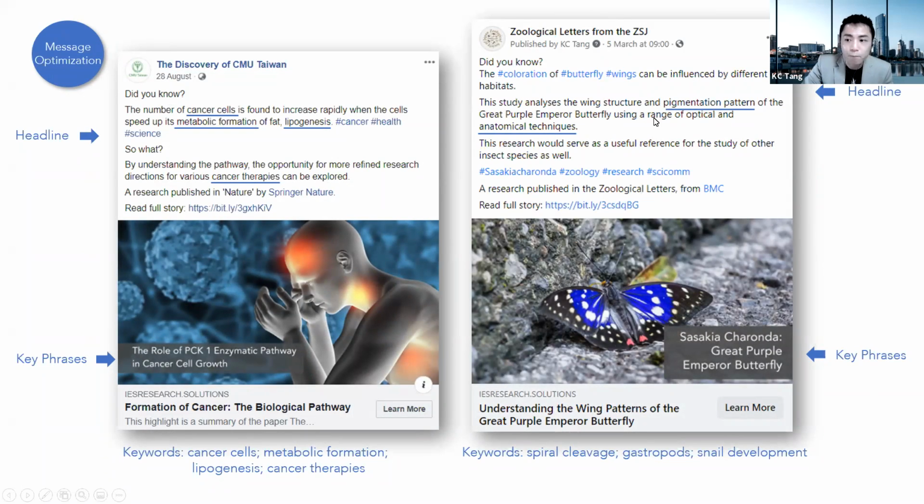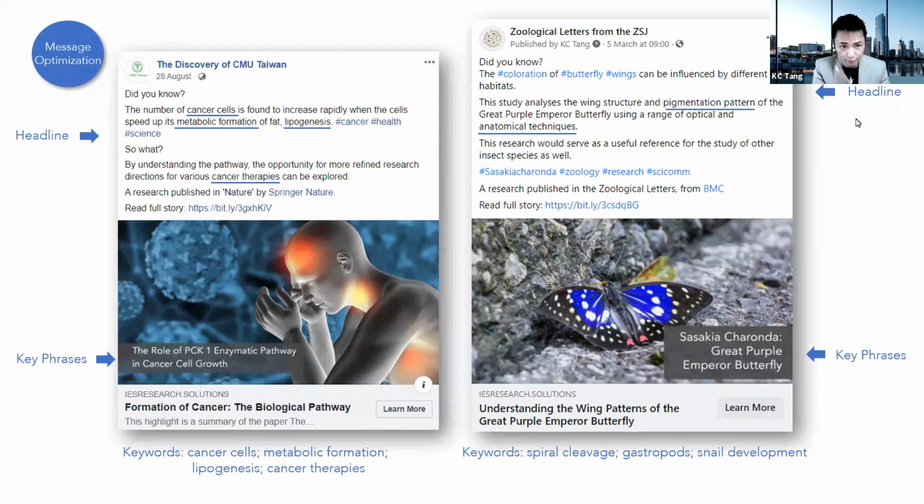These are two posts that we managed on their Facebook page. This is what we call social media snippets. When we created the IES story, like I said earlier, we extract some of the essence to form individual snippets, and we do the promotion on social media channels.